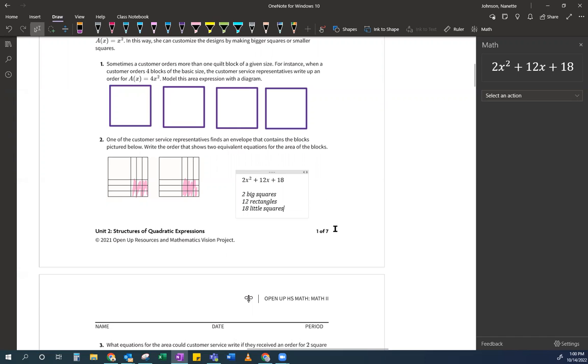Okay. So it says one of the customer representatives finds an envelope that contains blocks, write the order below. So you would have written this 2x squared plus 12x plus 18. Now, could you write this in a different way? Can you write this in a different way?